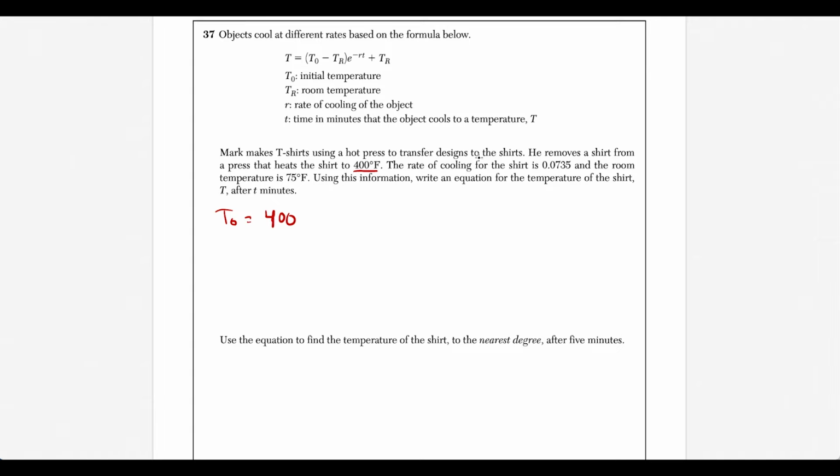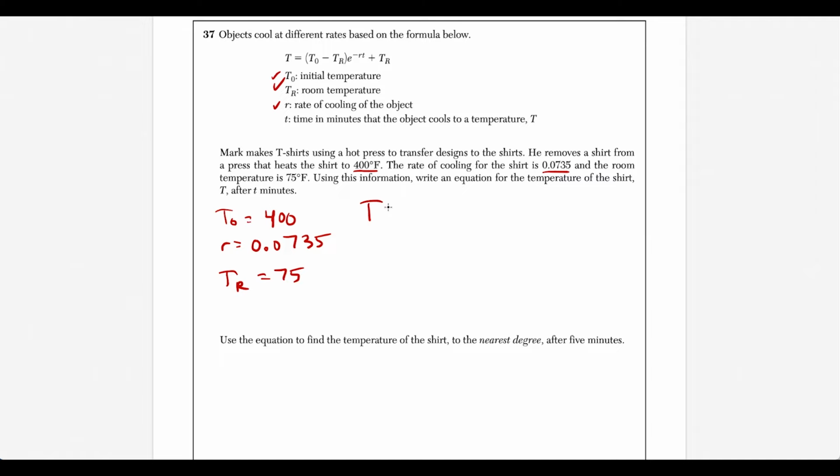And then next here we have the rate that it cools is 0.0735. So that's our lowercase r value here. So we define this piece and we define this piece. And then next up here, what we have is the room temperature is 75 degrees Fahrenheit. So that's T sub r. T sub r is equal to 75. And then using this information, we need to write an equation for the temperature of the shirt, capital T, after t minutes. So now we're ready to plug this stuff in.